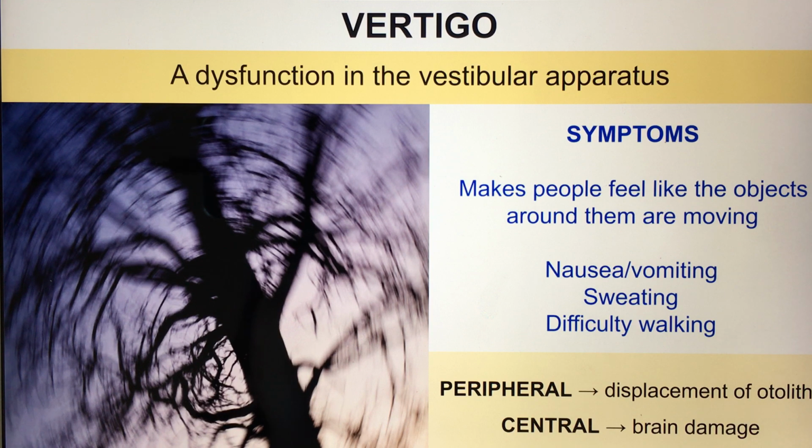A dysfunction of this vestibular apparatus can cause a permanent vertigo. Of course, we can cause vertigo in our own body by just spinning in circles and then stopping, and you're going to feel like your head is spinning. That sensation goes away after a while, but for people who suffer from vertigo, that sensation stays on for a while without having to spin. It makes people feel like the objects around them are moving, makes them unstable, and causes nausea, vomiting, sweating, and difficulty walking, not surprisingly. So that's called vertigo.